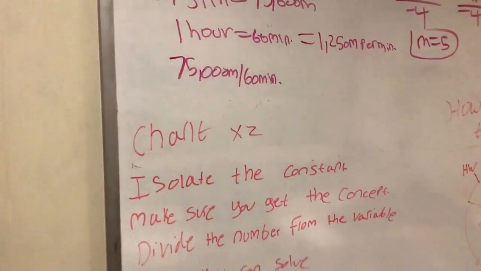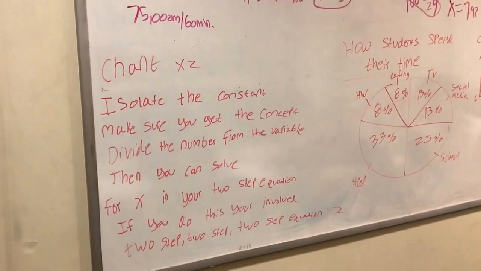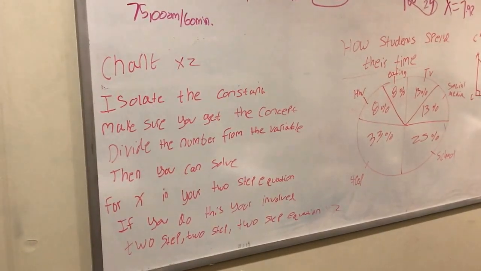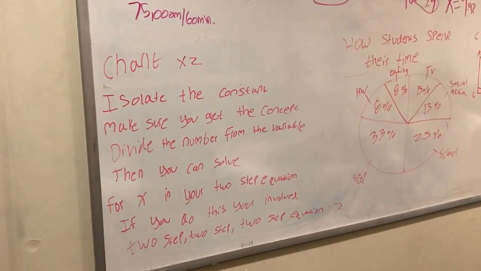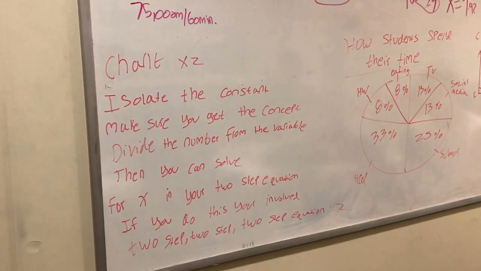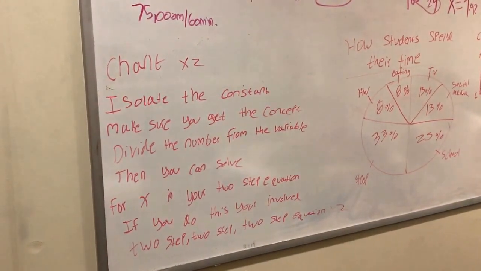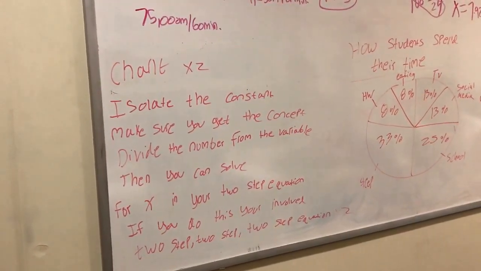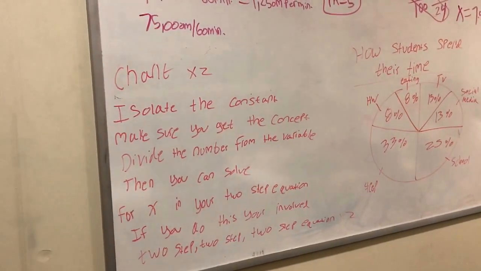Okay. Let's go on my count to 3. 1, 2, 3. To solve a two-step equation, we must isolate the constant. Make sure you get the constant. Divide the number from the variable. Then you can solve for x in your two-step equation. If you do this, you're involved.